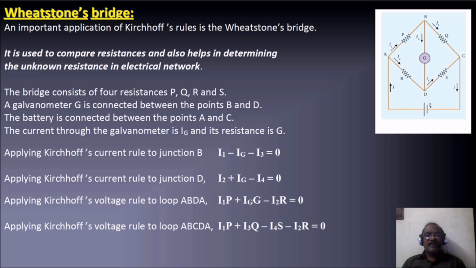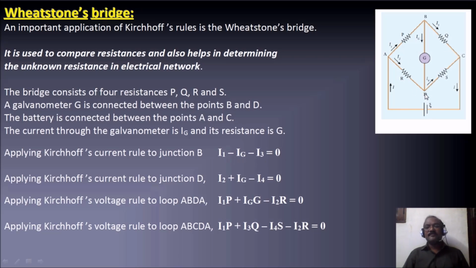Now we will apply the Kirchhoff's loop rule and junction rule in the circuit diagram. In the junction B, the current through resistor P is approaching and the current through galvanometer and resistor Q is leaving. I1 is positive, the current leaving from the junction we have to take minus sign. So we can write I1 minus Ig minus I3 equal to 0.